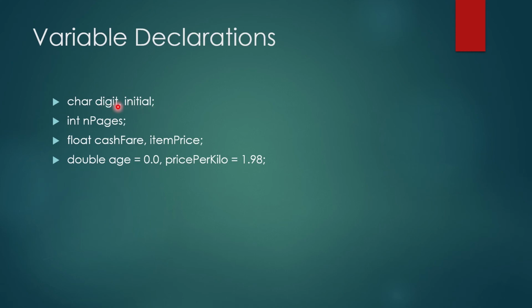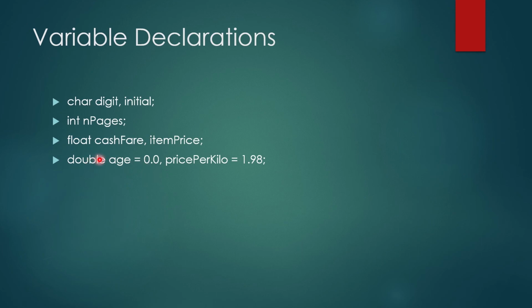When you've got several on a line, you can separate them by commas. If you've only got one, you just say int n_pages and then put your semicolon at the end. We always terminate lines with a semicolon. Here we're just saying something is a float, cash_fare, and item_price. Now down here we say we get doubles, age equals 0.0. That's initializing it while we're declaring it.